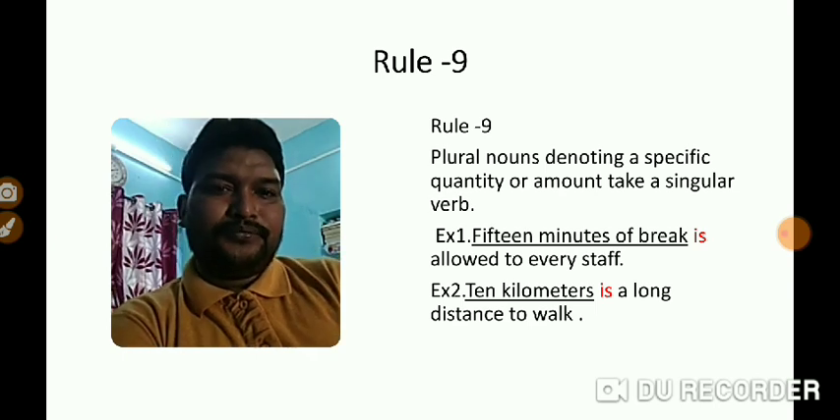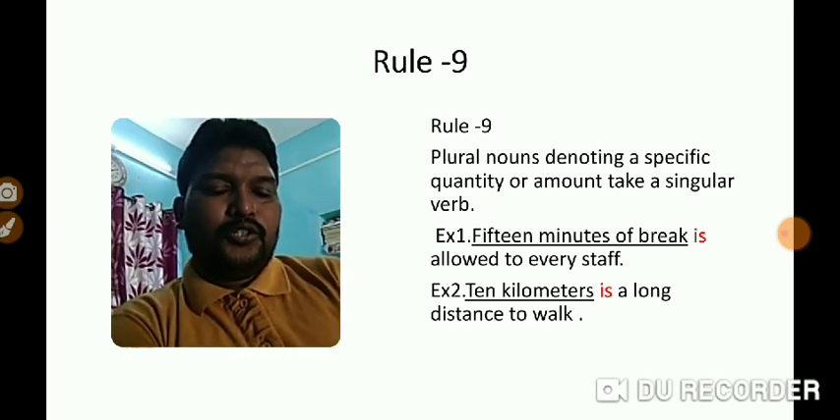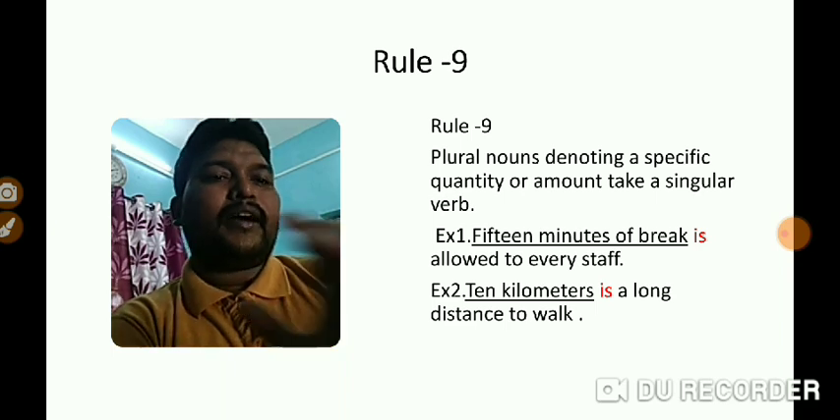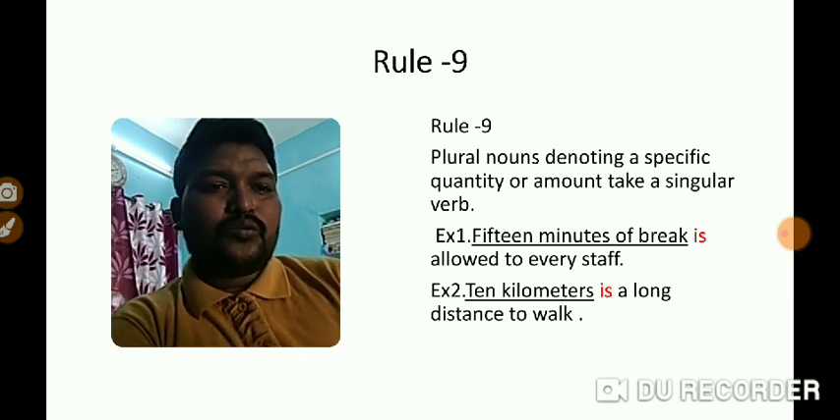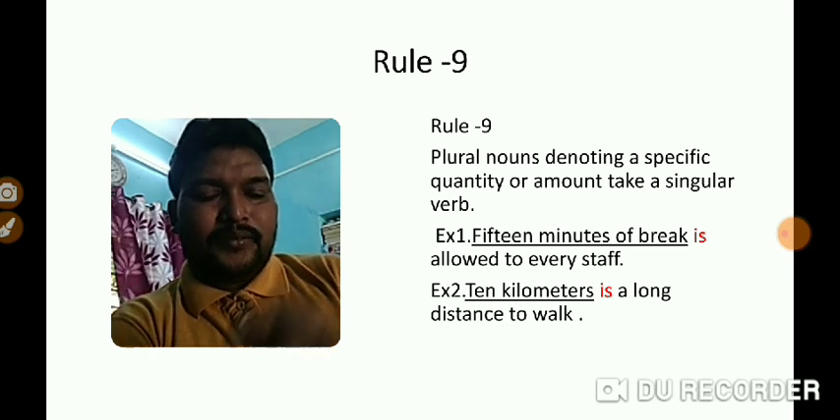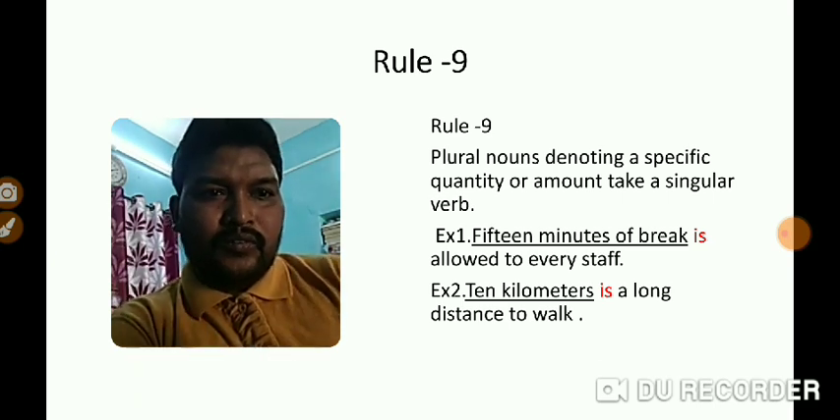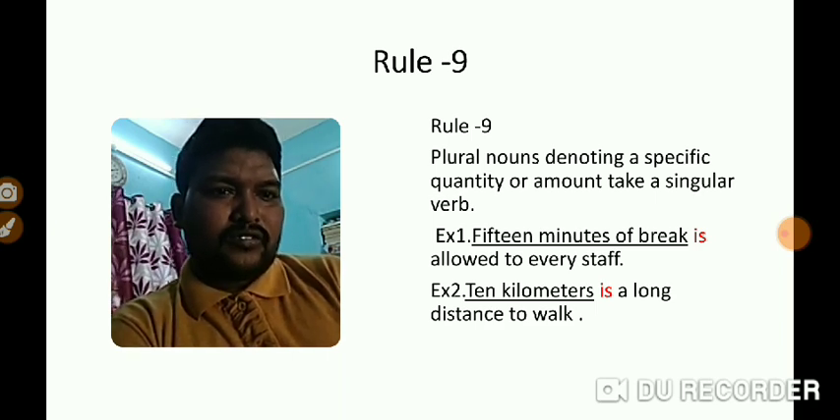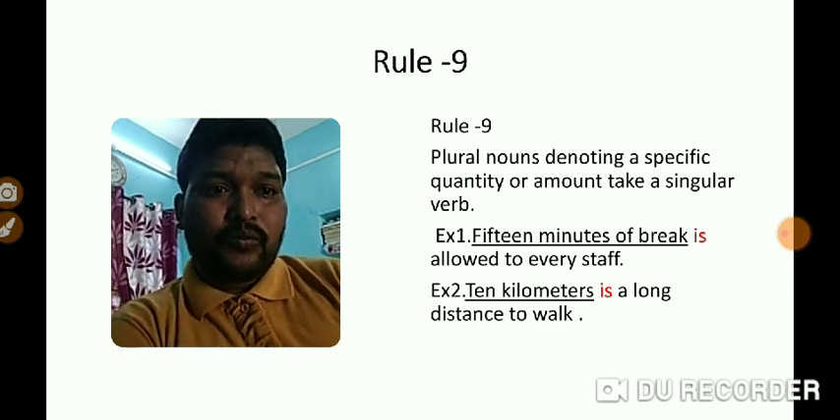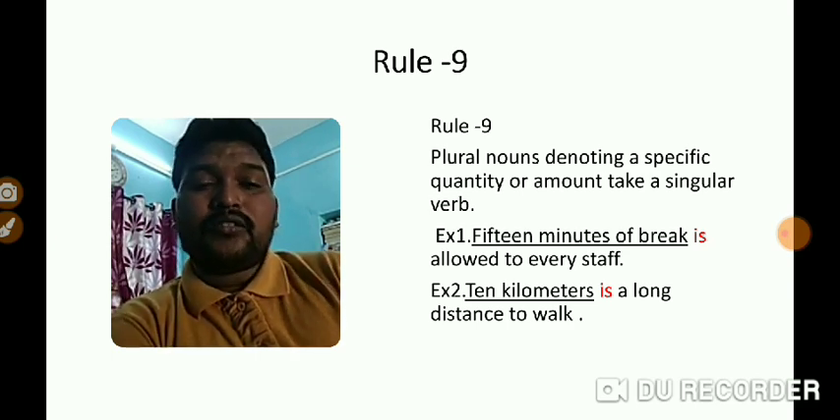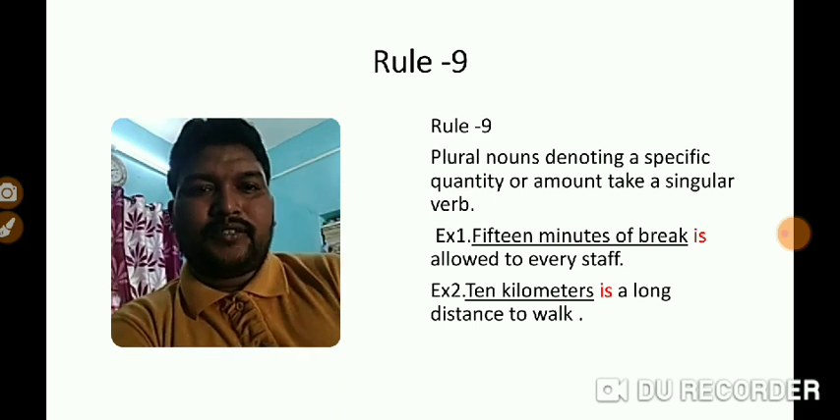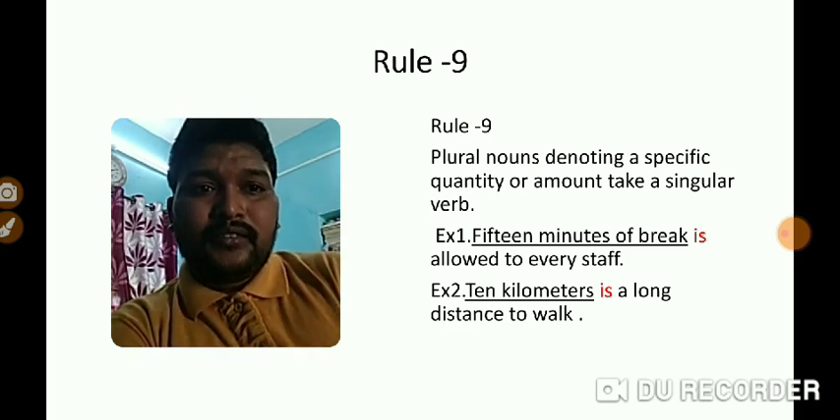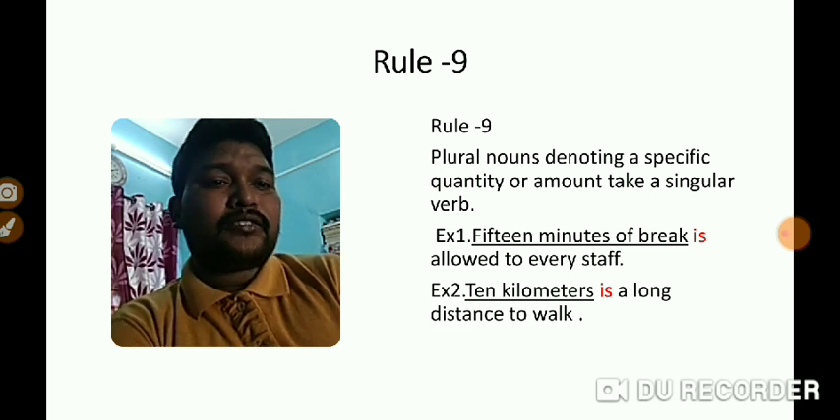This is very important. In examinations, usually you get questions of this particular kind, and this kind of question would confuse you. At the very first sight you would feel that there is a plural. For example, if you look at examples 1 and 2, it is written 15 minutes, 10 kilometers. 10 means more than one, 15 means more than one. So you would feel that it is a plural subject, and you would go with the plural verb. In that particular context you would be wrong.